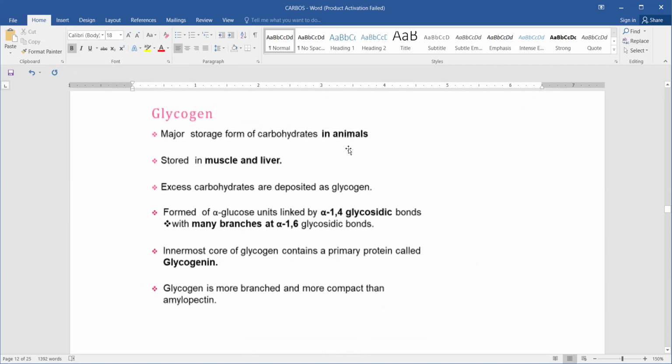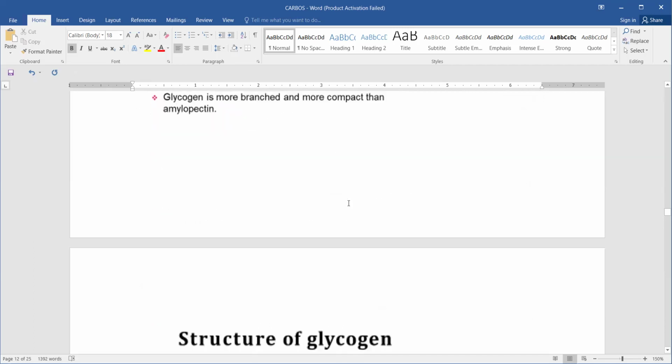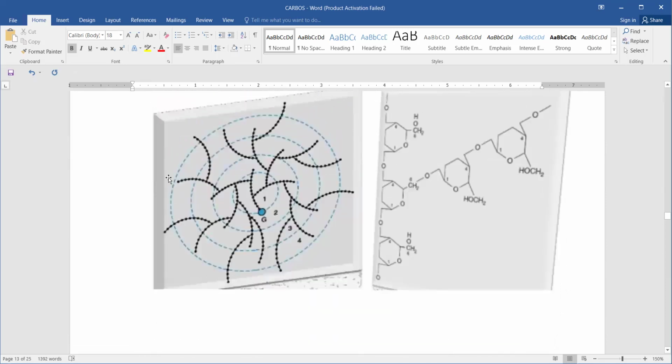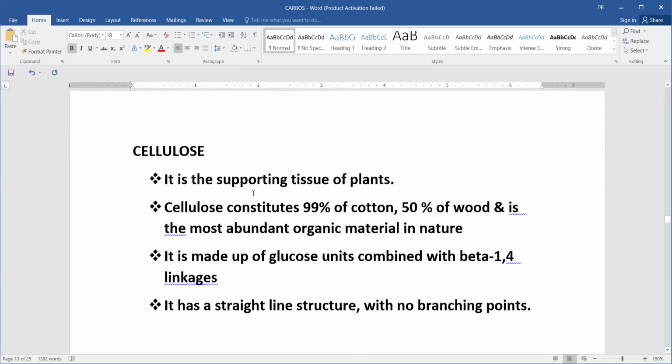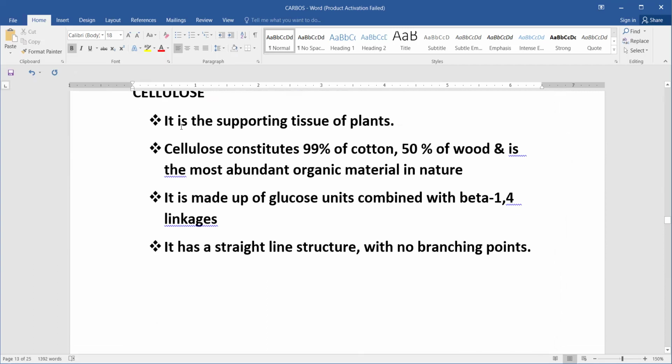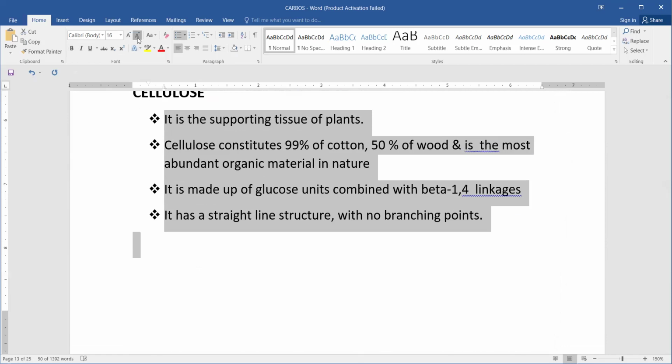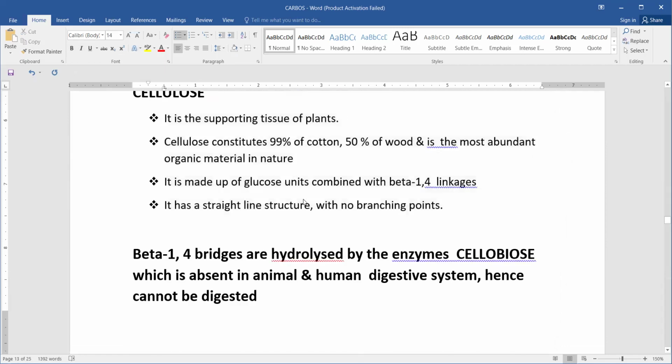Glycogen is the reserve food material for the animals. That is stored in liver and muscle. This is the glycogen structure. It is more of an amylopectin type of compound. The cellulose. Cellulose is the supporting tissue of plants. We all know that their cell wall is made up of cellulose. Cellulose is generally not digested by most of the mammals. It is digested by a separate enzyme, cellulase, which is produced by microorganisms.